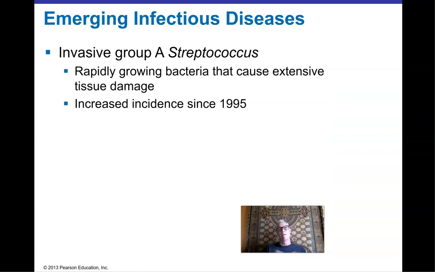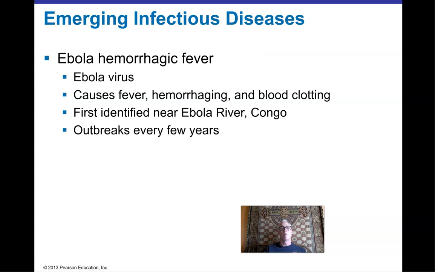Group A Streptococcus. Streptococcus is just a genus of bacteria, but there are numerous different species or types of Streptococcus, and some of them cause some very prevalent diseases, and some of them are becoming more and more prevalent all the time. They're an emerging infectious disease causing havoc in our medical community.